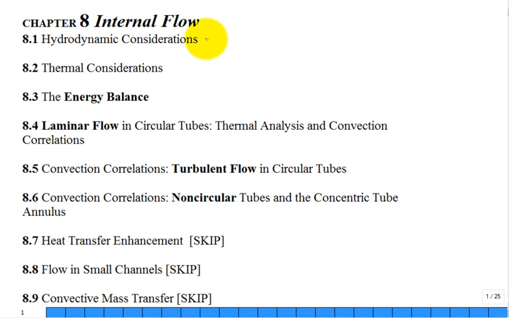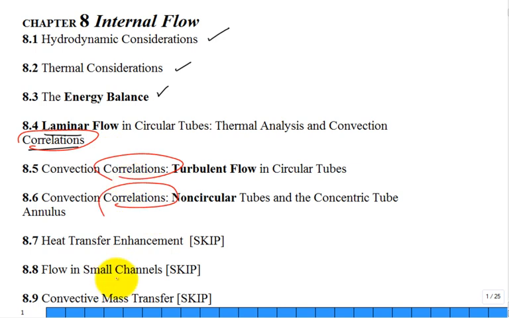We've talked about the hydrodynamic considerations, velocity profile, talked about the thermal considerations, especially that mean temperature of the fluid. Now you need to do the energy balance. Energy balance. And then we can get a lot of correlations for different configurations. Look at this word, correlations. What do you think? And then we're going to skip some of these.